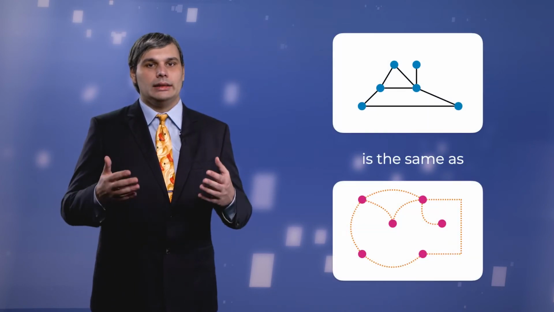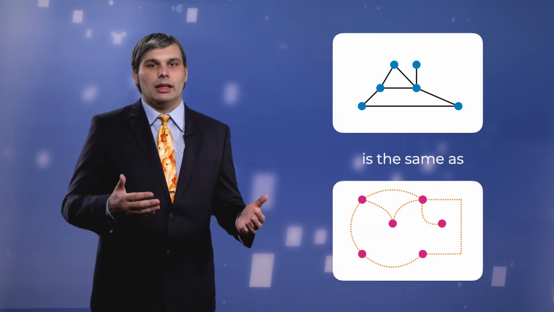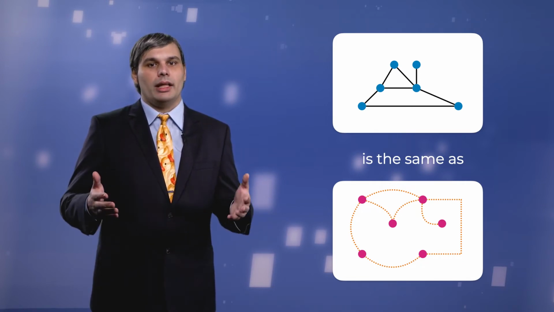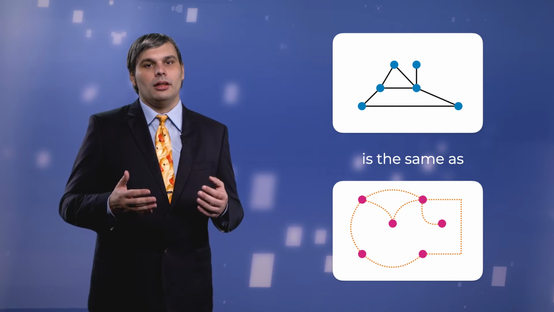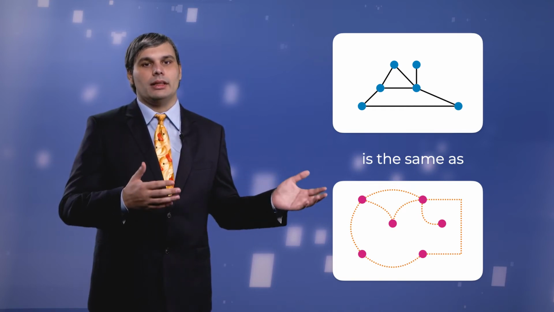When we look at the visual representation of graphs, it is important to understand that we only care about the connectivity. The color and the shape that we use to draw the nodes and edges don't matter. For example, these two drawings represent the same graph.